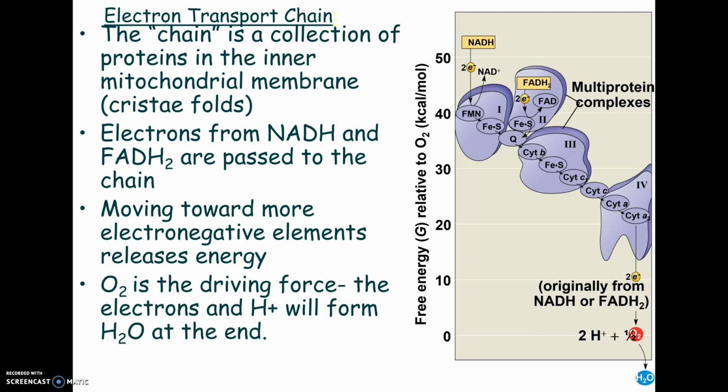The other thing is, and this I left off your outline, I realized later, but this is really important. This is where the oxygen becomes necessary. Oxygen is what's pulling the electrons down the electron transport chain. Oxygen is highly electronegative, so it's sort of sucking the electrons towards it, pulling them down the chain. And at the end of the electron transport chain, 2 hydrogens are going to combine with oxygen and the electrons, and it's going to form water.